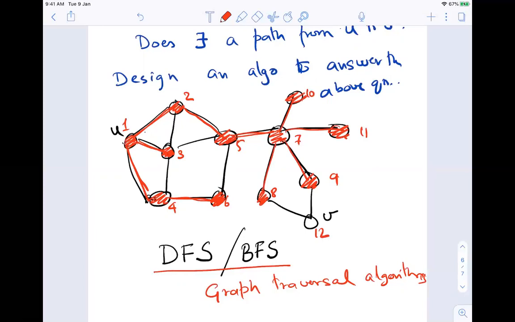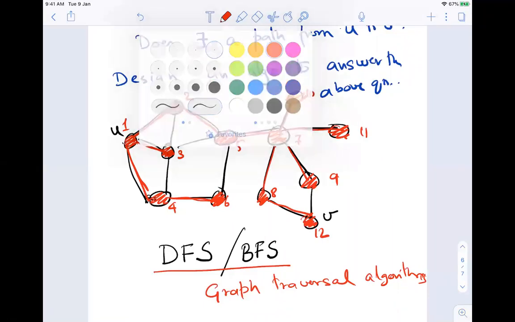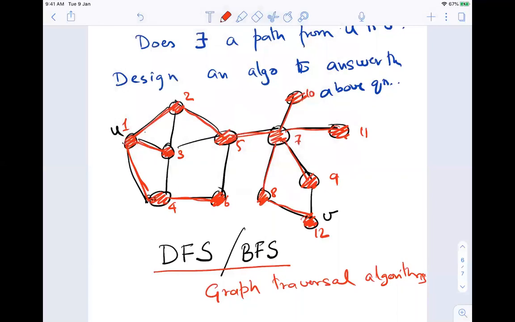And then you look at 8. Now 8 will have 7, that is already marked. And 8 and 12, that is not marked. And note what happens here. Look at the red edges. So at this point, you can of course complete the whole algorithm like this.